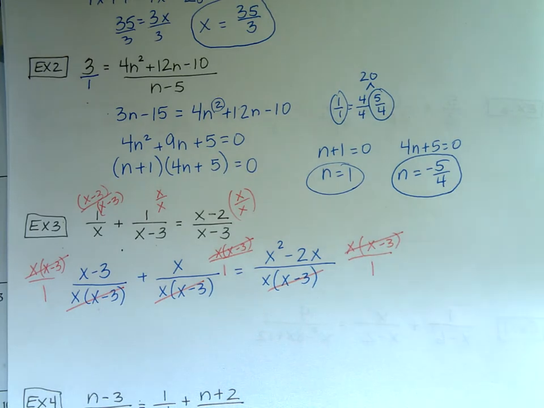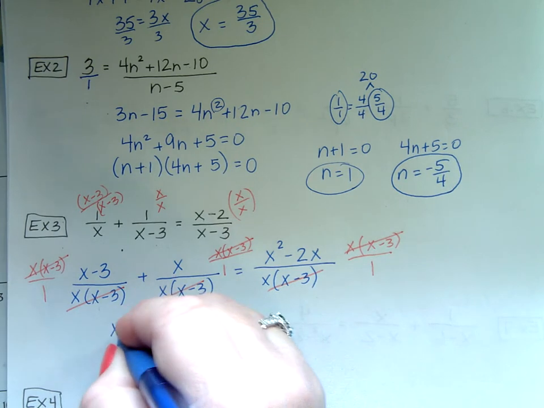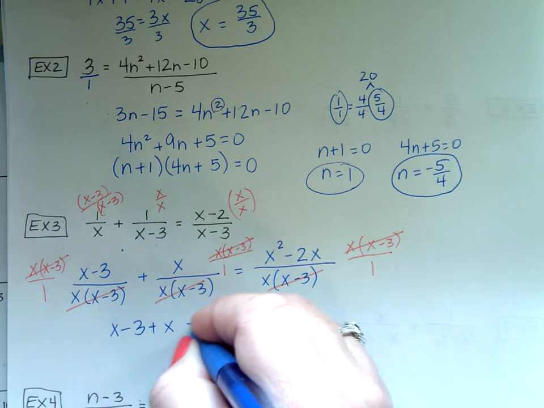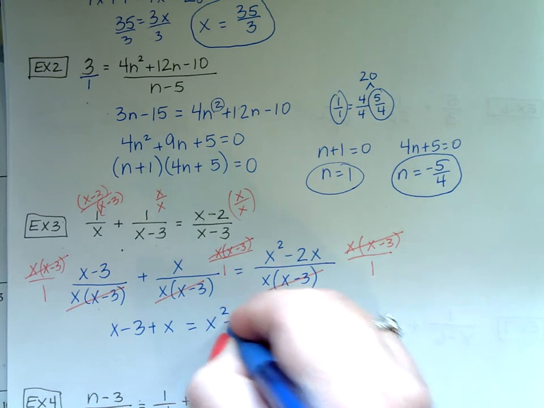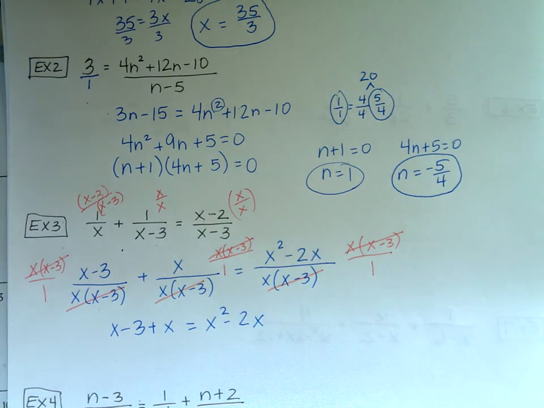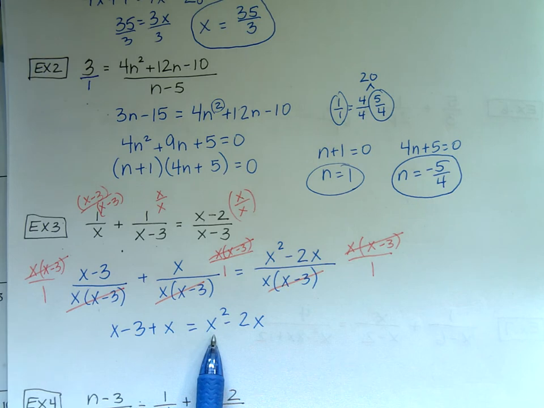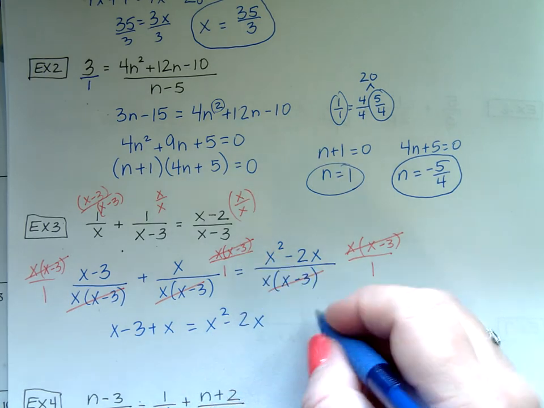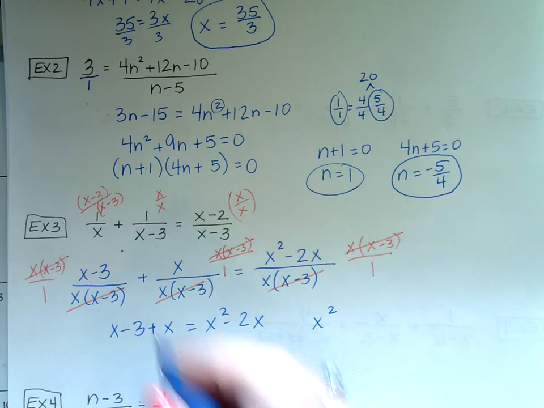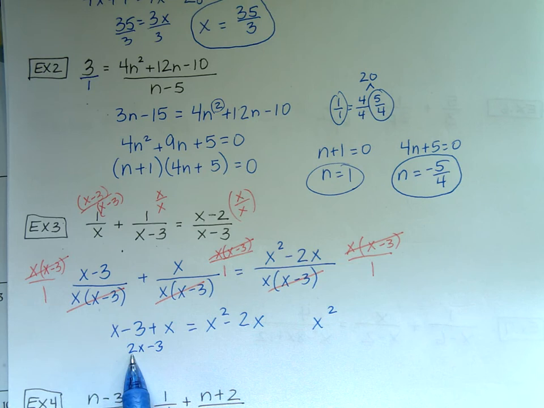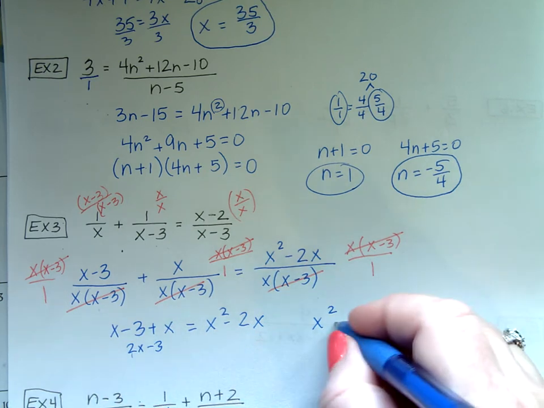And what you're left with at this point is just the numerators. So you're left with x minus 3 plus x equals x squared minus 2x. And you have just gotten rid of all of those fractions, all that ugliness. And all you need to do is solve this for x. So let's bring everybody to the same side. I will have an x squared on the right. I have, this is the same thing as 2x minus 3, so bring this 2x to the other side. It's positive now. It's going to become negative. Minus 2x is minus 4x.